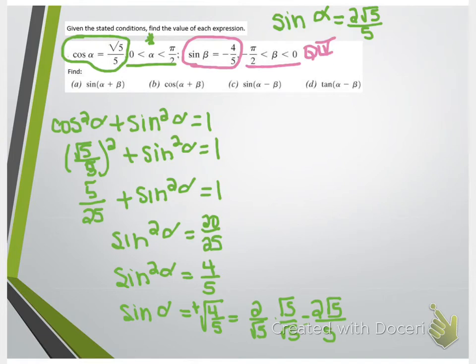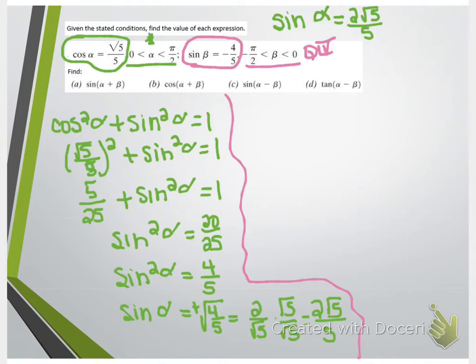So this one's quadrant 4, so I need to pay attention to my signs. Alpha was cool. It was in the first quadrant, so the cosine and the sine give me positive answers. Sine of beta, beta's in the fourth quadrant, so that's negative. Cosine's going to be positive. All right, so I need to do the same thing. Again, I haven't even started working the problem yet. I'm just trying to get all my pieces.